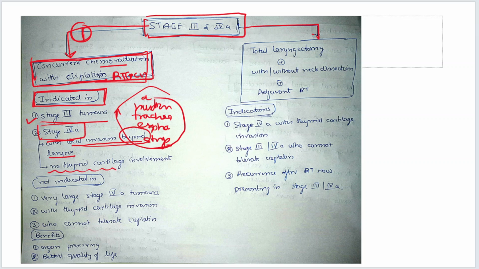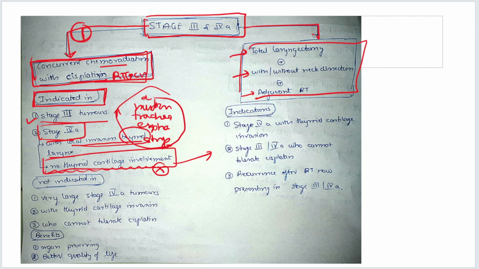But if there is thyroid cartilage involvement, you cannot take up this case. Thyroid cartilage involvement means the patient has to go for total laryngectomy with or without neck dissection plus adjuvant radiotherapy. So this treatment modality falls in place once there is thyroid cartilage involvement. That is why thyroid cartilage involvement is so important. Once there is thyroid cartilage involvement, the patient loses his voice. That's it, he loses his voice. As long as there is no thyroid cartilage involvement, you can go with chemoradiation with cisplatin.